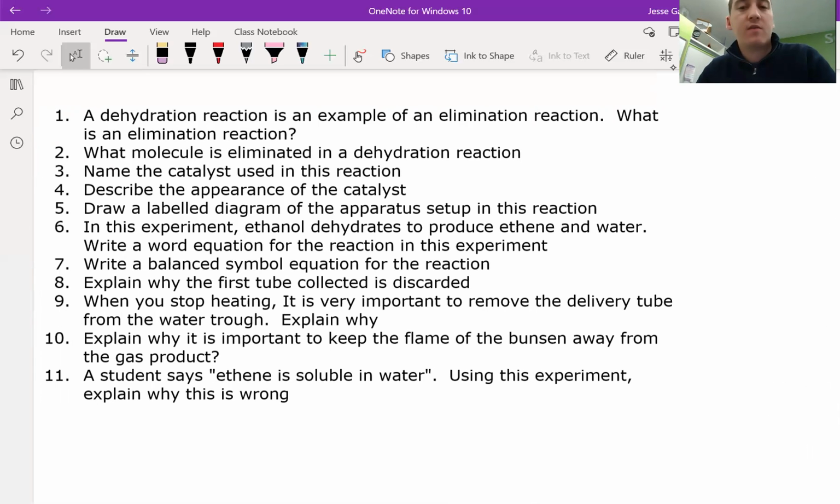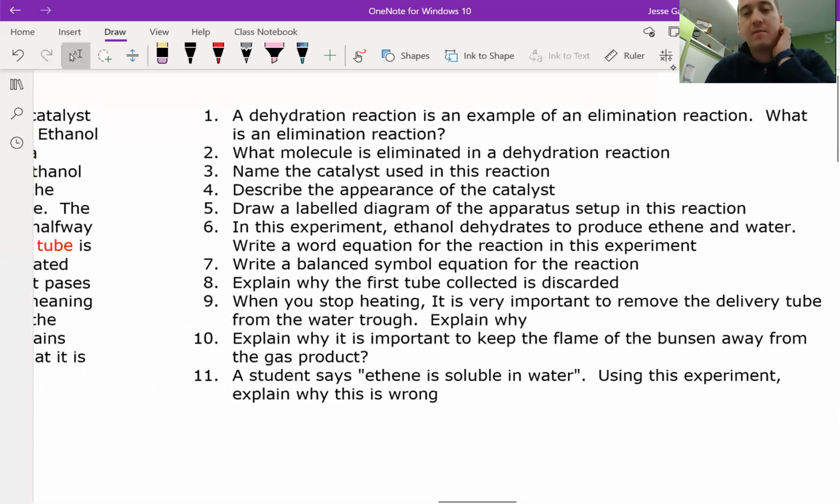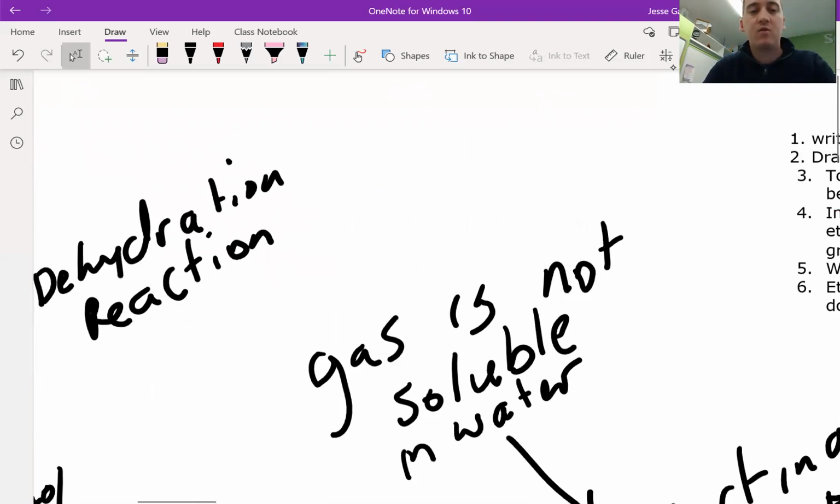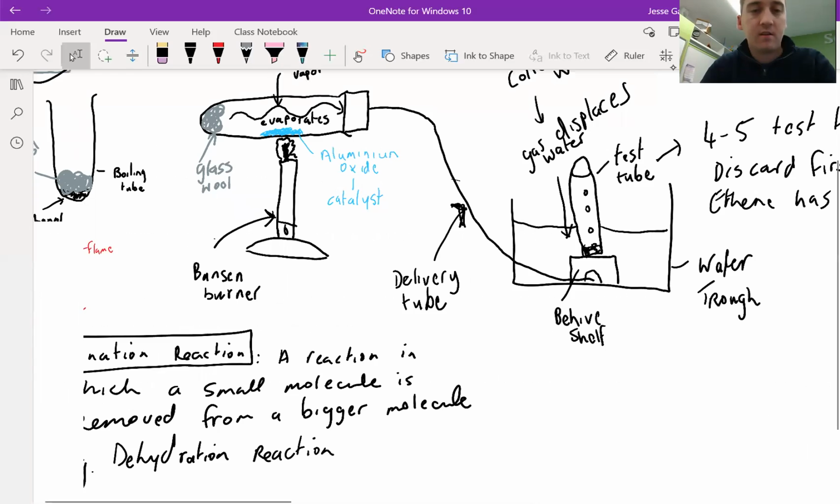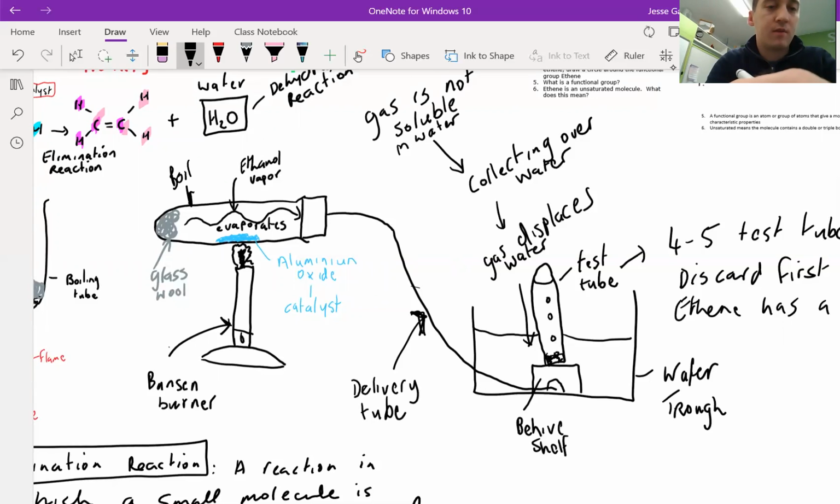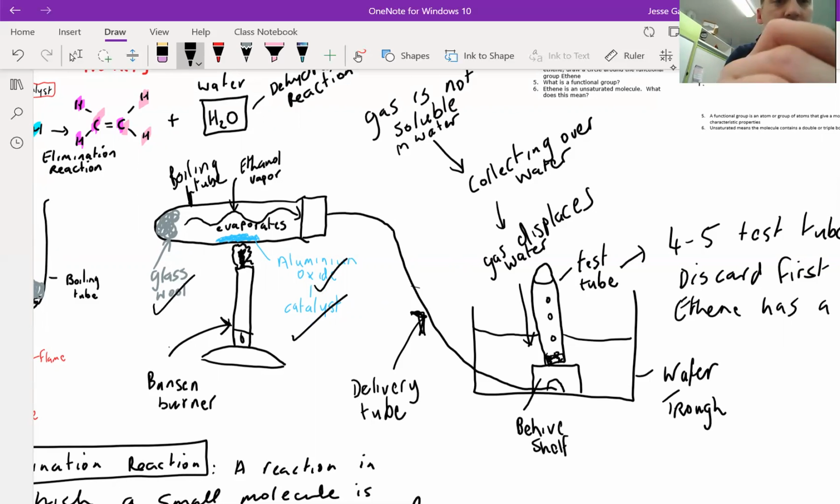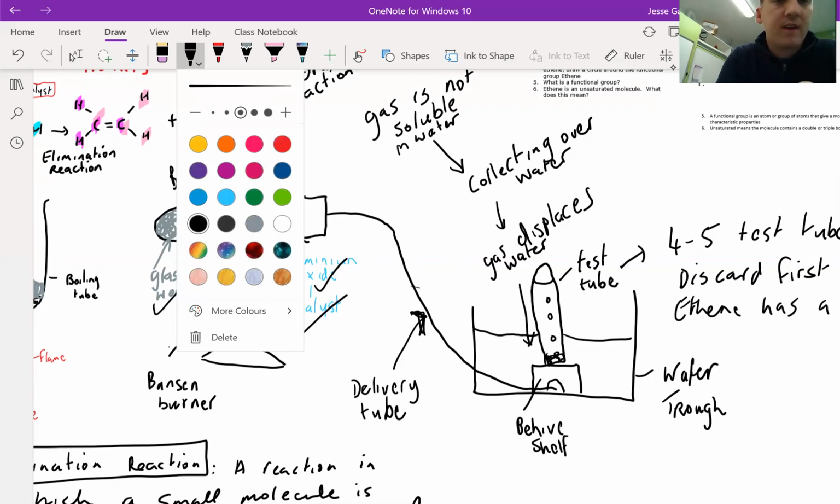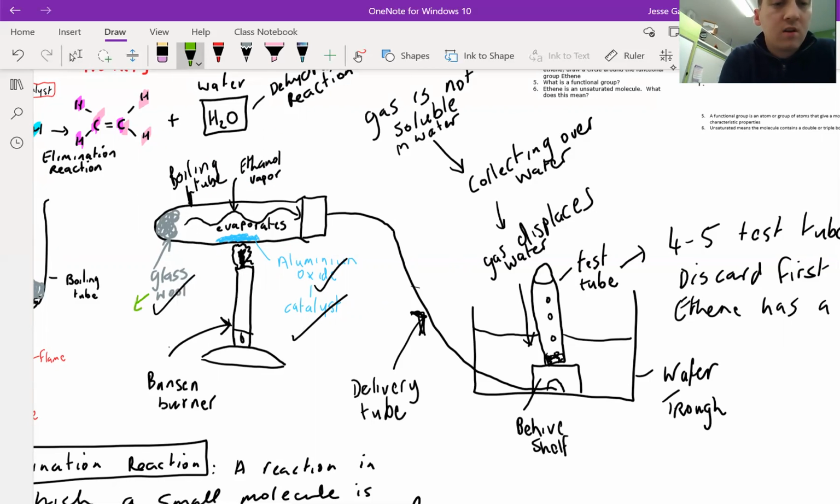Draw a labeled diagram of the apparatus in this reaction. Well, I'm going to flip this way for that. A labeled diagram, that would be this diagram here that you need. I think you have everything you need here. Possibly add in boiling tube here. So we have a boiling tube, Bunsen burner. You want to make sure you label your catalyst. You want that labeled aluminium oxide. You want the glass wool. Now, to clarify, that's not perfect. We want the glass wool, and we want to label that the ethanol is soaked here. So glass wool with ethanol.